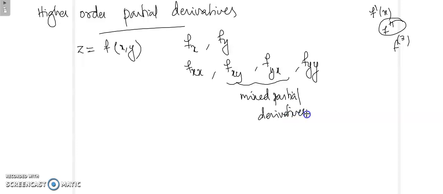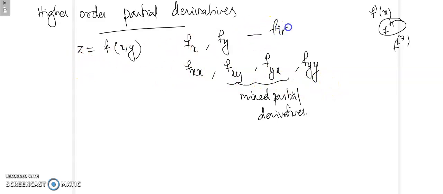So if your function satisfies certain conditions, the mixed partial derivatives are equal. Okay. So fx and fy, if they are continuous in some domain D, then in that case fx and fy will be equal. So ഈ രണ്ട് ഡെറിവേറ്റീവ്സിനെ നമ്മൾ mixed partial derivatives എന്നാണ് പറയുന്നത്. So those are the four second order partial derivatives.